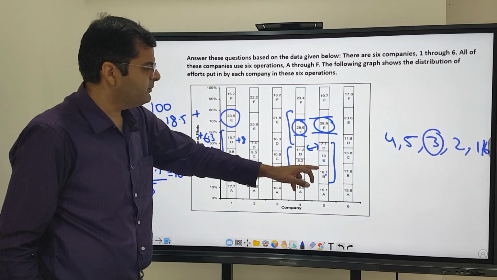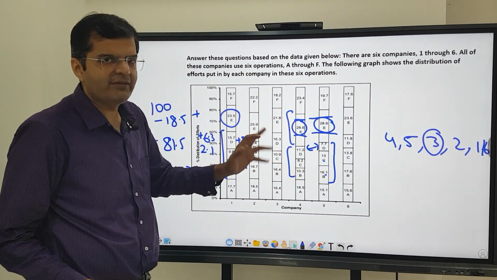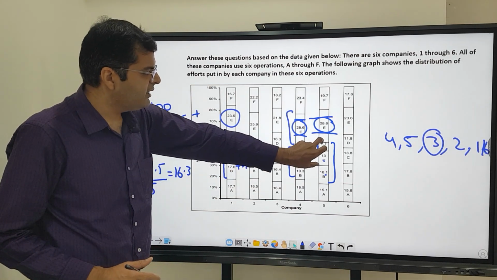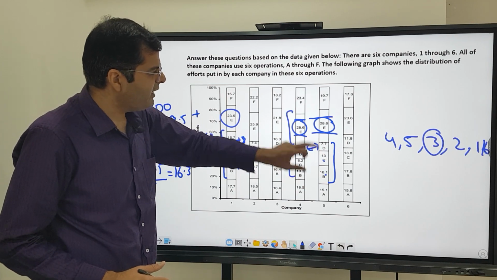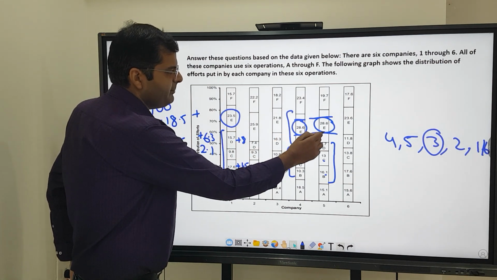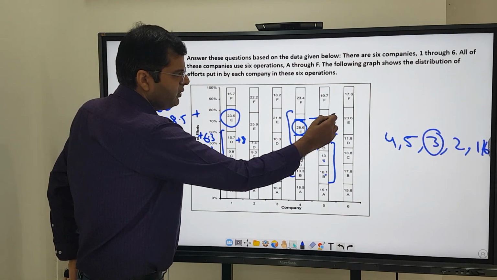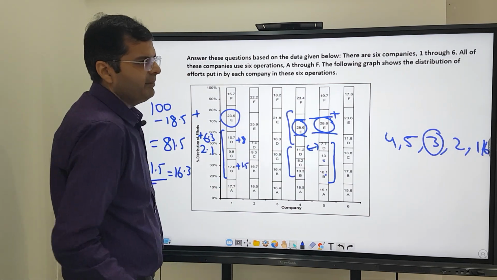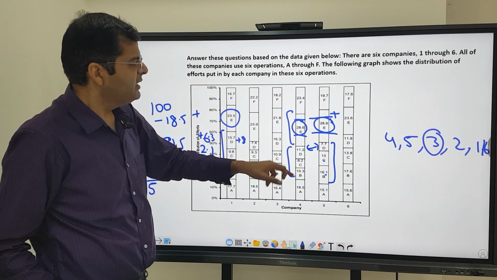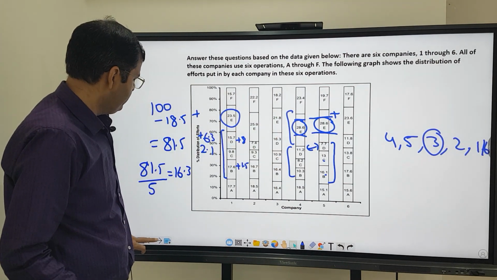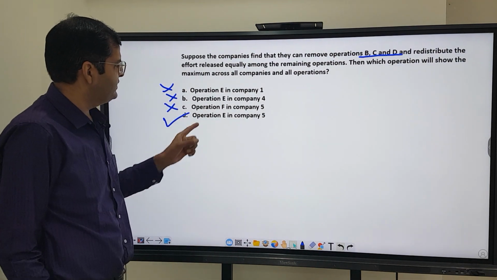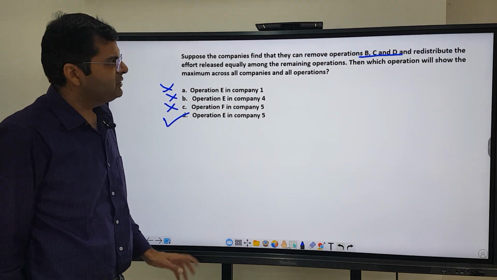Why? Because 16.1 plus 13 plus 7.7 is a much bigger number than 10.3 plus 8.2 plus 11.2. So a much bigger value is redistributed among these companies. Even though both start from the same point, the redistribution here is more, so the addition is a larger number. That is why operation E in company 5 is more than operation E in company 4. So company 4 is also ruled out, and operation E in company 5 is the right answer. That's how you solve this set.